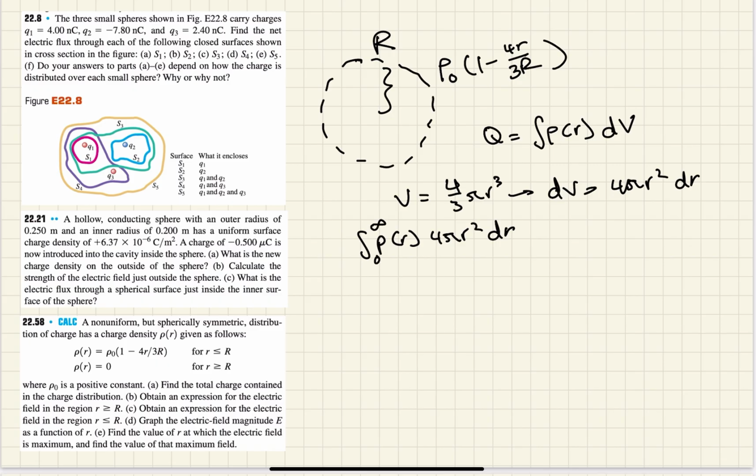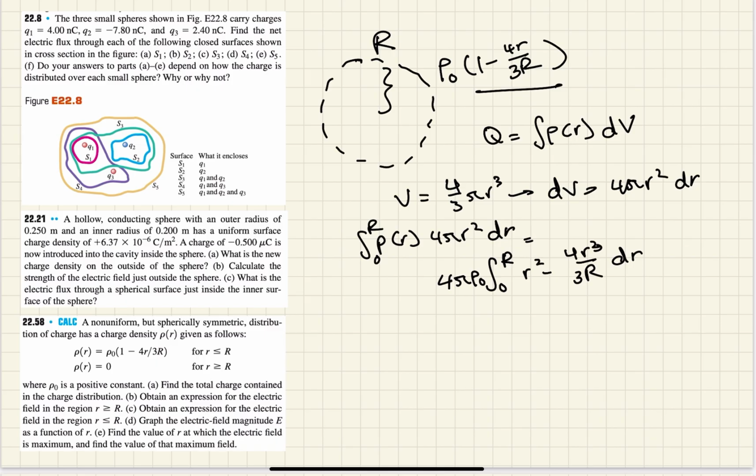We are going from 0 to infinity, but we know that after it reaches R, it's 0. And so all you care about is 0 to R. So the 4 pi goes outside. It's 0 to R of rho of r, which is rho naught. Again, the rho naught goes outside. It's 1 minus 4r over 3 capital R, times r squared. Don't forget this r squared here. And so it just becomes r squared minus 4 r squared over 3 capital R dr. Oh, sorry, this should be r cubed, because r squared times r is r cubed.